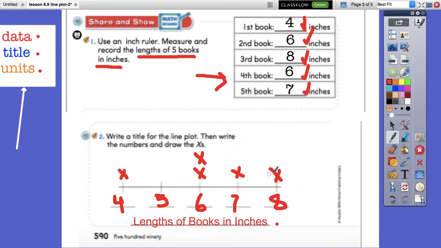And now when I look at that, I very easily see that 2 of our books measure 6 inches. 5 inches, there's no books that measure that. And so as you can see, looking at a line plot, very easily you can take the information or the data, display it, and it's easier to read.